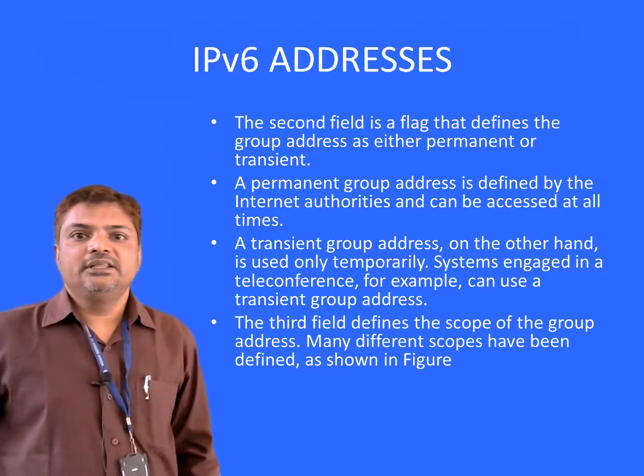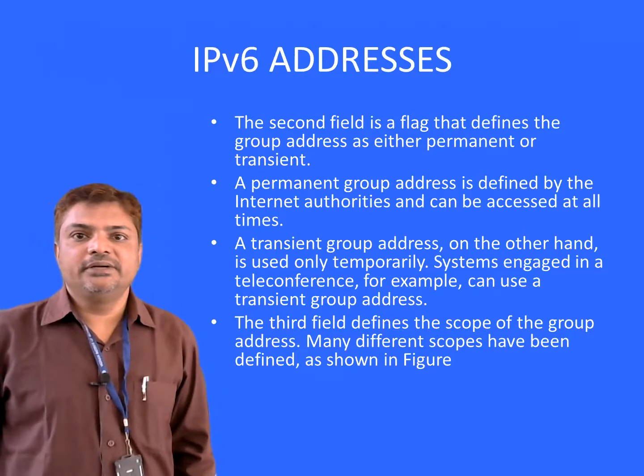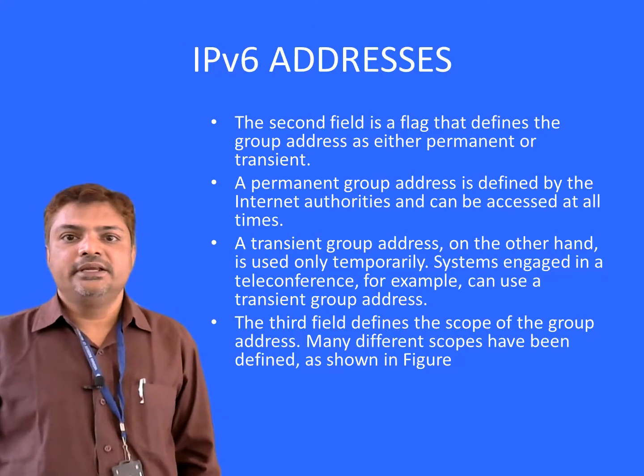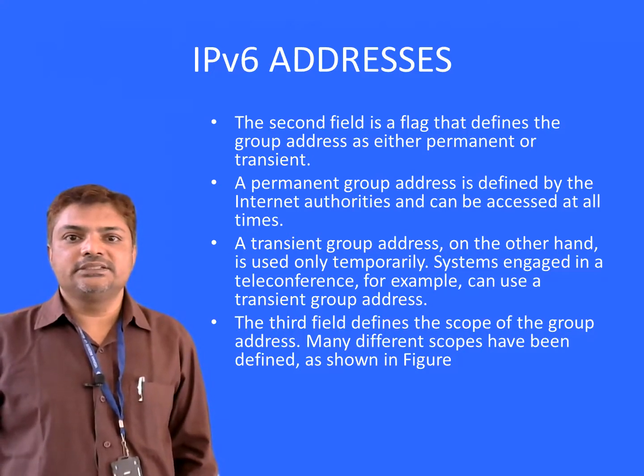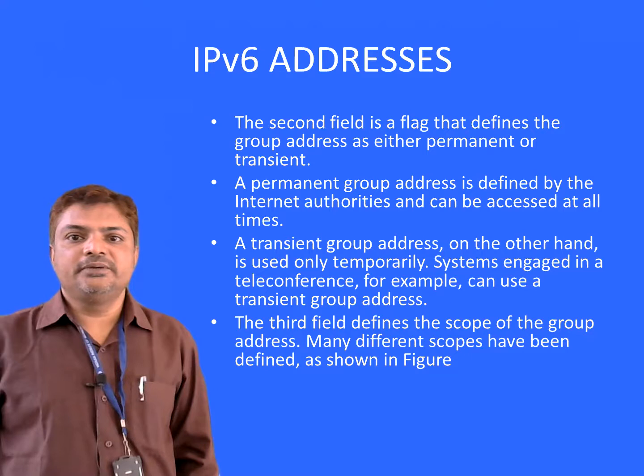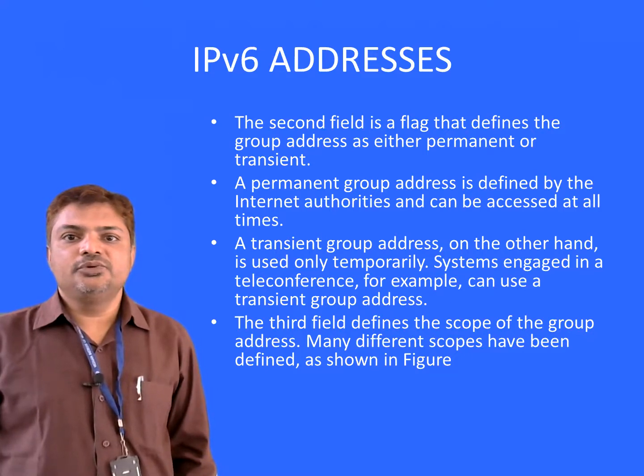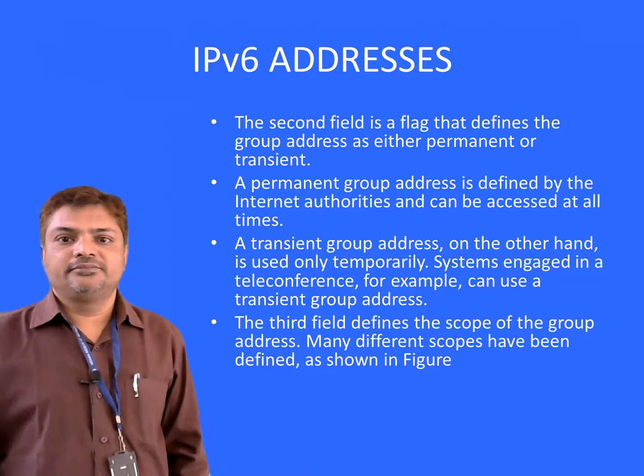The second field is a flag that defines the group address as either permanent or transient. A permanent group address is defined by the internet authorities and can be accessed at all times. A transient group address, on the other hand, is used only temporarily. A system engaged in a teleconference, for example, can use a transient group address. The third field defines the scope of the group address. Many different scopes have been defined.